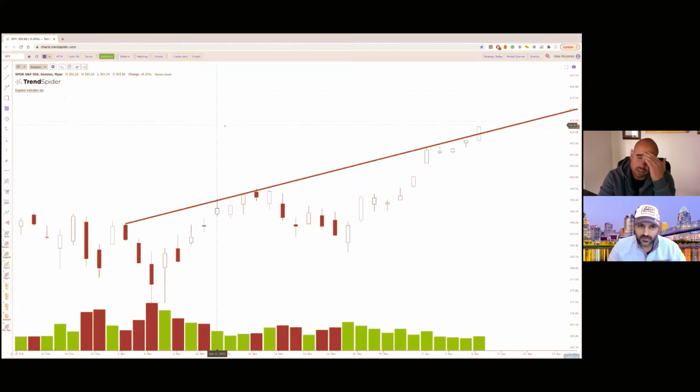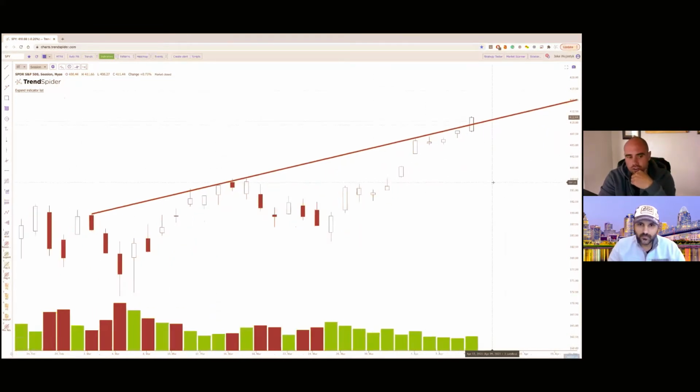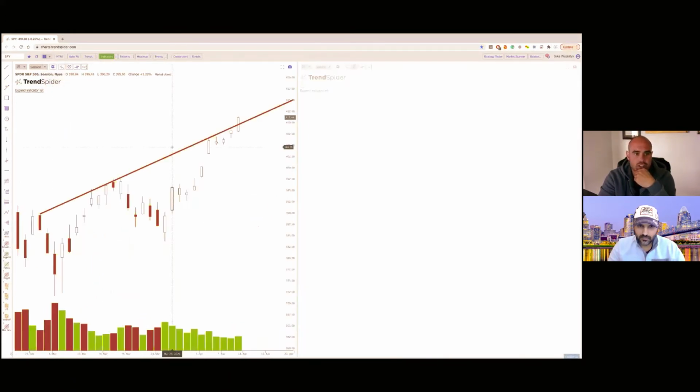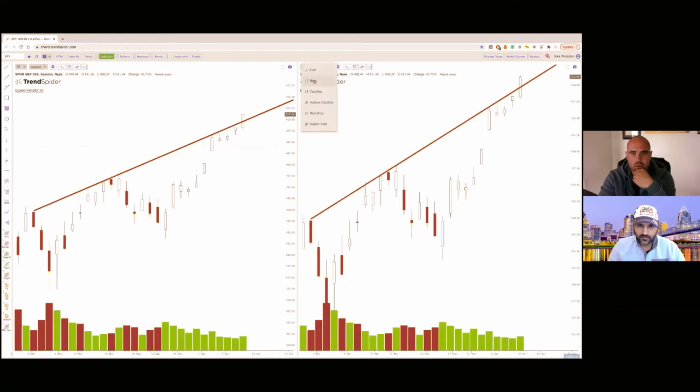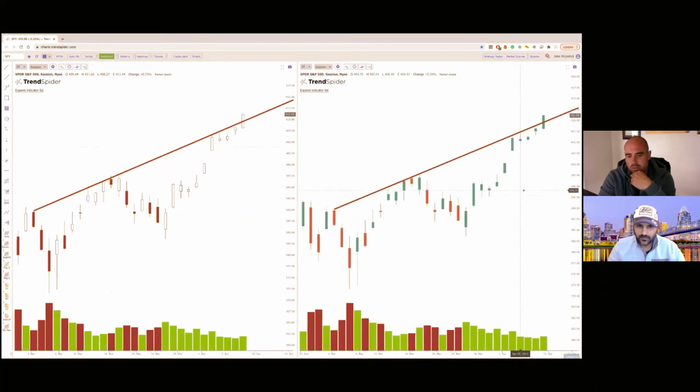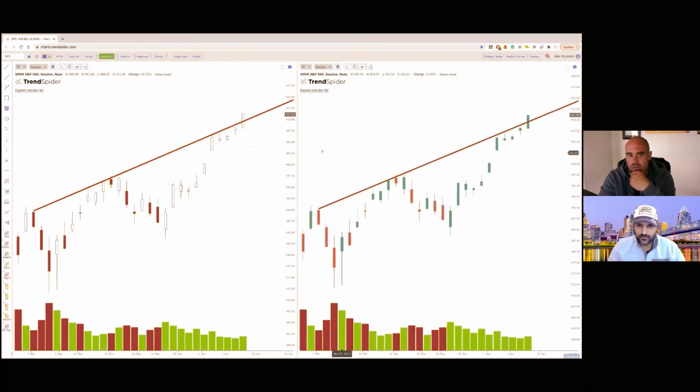So there's a couple different types of candles. This is what's called a hollow candle. If we split the screen and we see the hollow candle versus a regular candle, most people use this type of candle. And you'll see here that there are some slight differences. At the end of the day, you can use both. For me, a hollow candle just tells me more information.